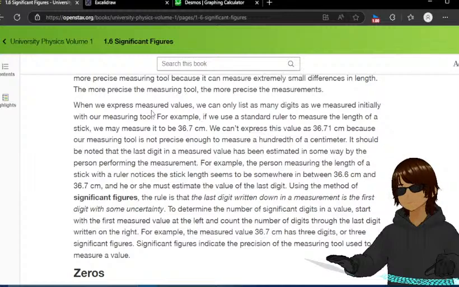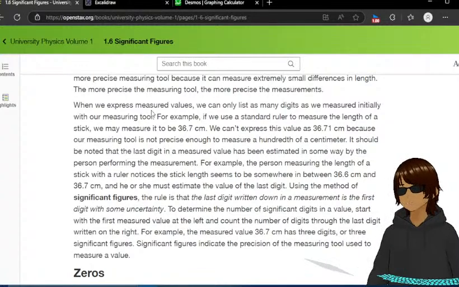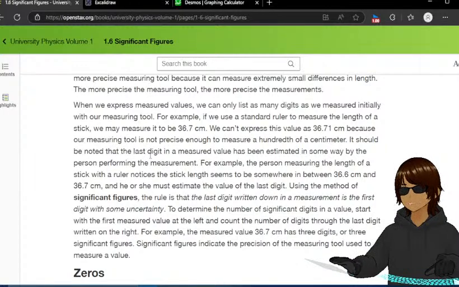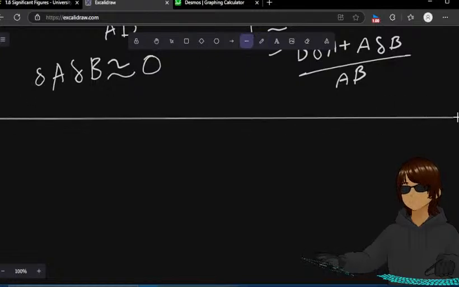When we express measured values, we can only list as many digits as we measured initially with our measuring tool. For example, if we use a standard ruler to measure the length of a stick, we measure it to be 36.7 centimeters. We can't express this value as 36.71 centimeters because our measuring tool is not precise enough to measure a hundredth of a centimeter. It should be noted that the last digit in the measurement value has been estimated in some way by the person performing the measurement. For example, the person measuring the length of a stick with the ruler notices that the stick length seems to be somewhere between 36.6 centimeters and 36.7 centimeters. Hold on. So let's say we have a ruler over here.